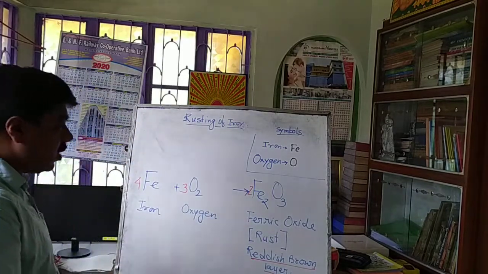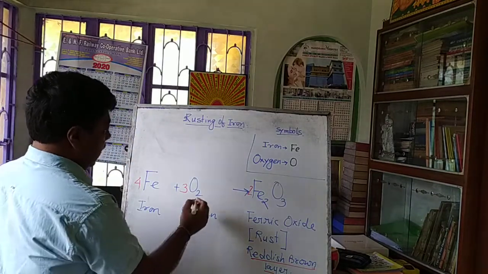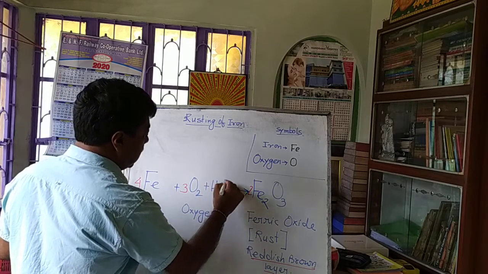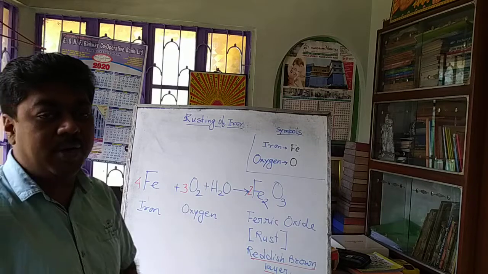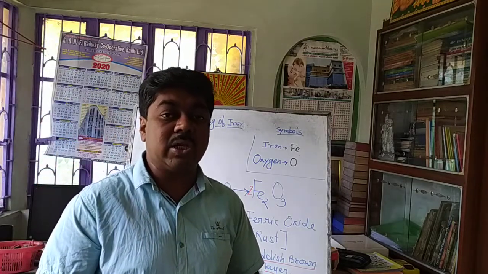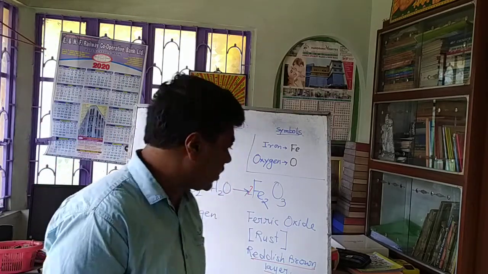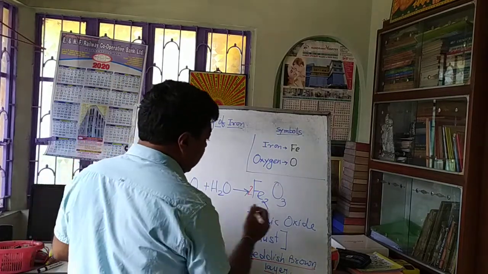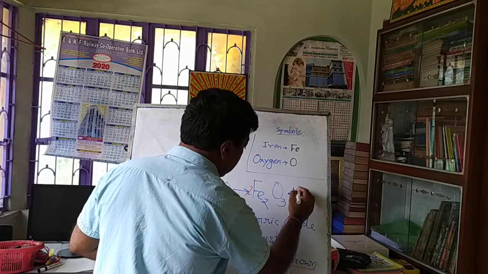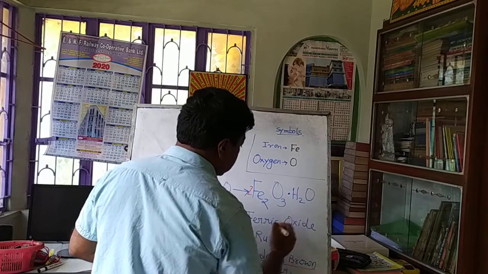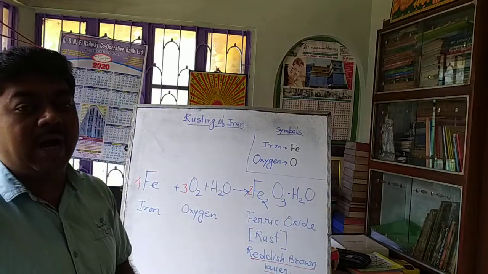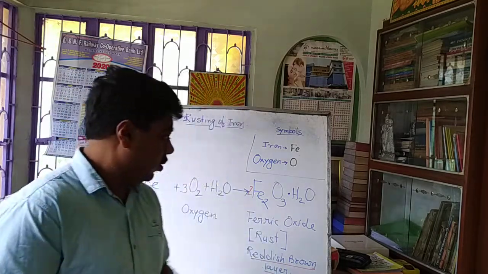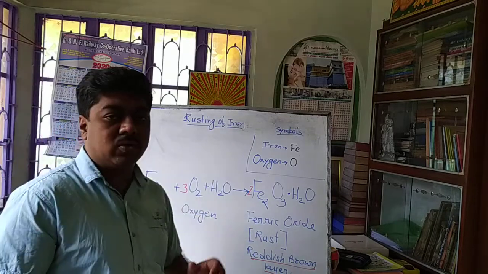And the presence of moisture, that is water, makes this process faster. If moisture is present, then the reaction will go much faster. So here the product will be Fe2O3 dot H2O, that is called hydrated ferric oxide. That means attached with water. You know why the water is playing a great role?